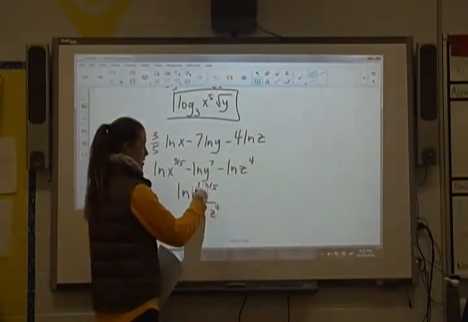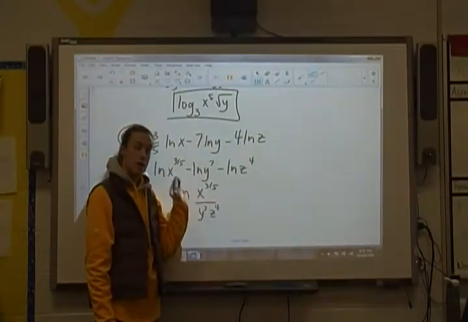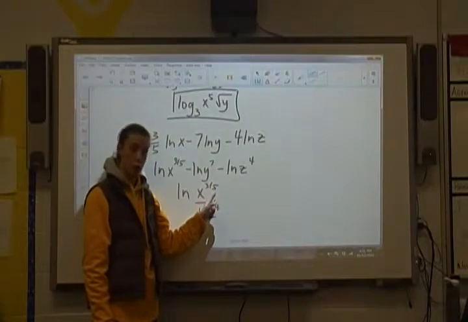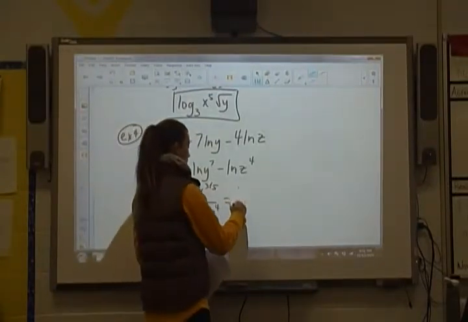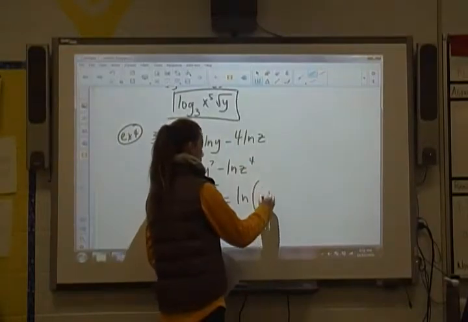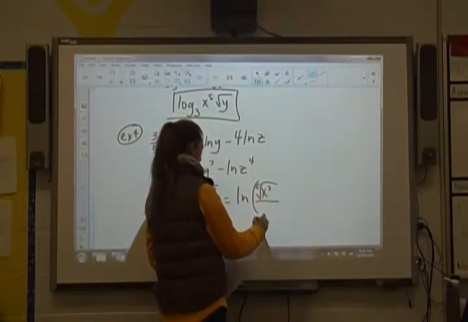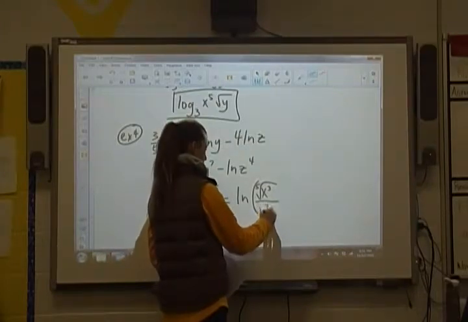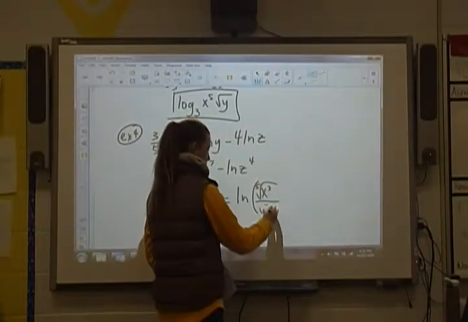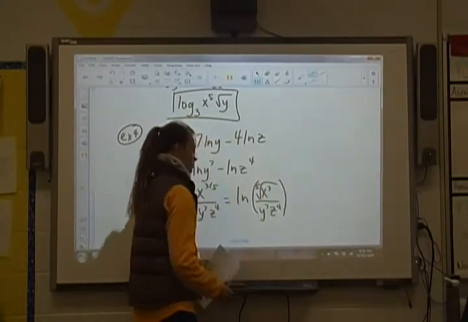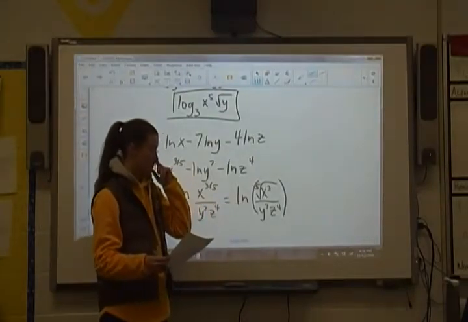The last thing I need to take care of is this fractional exponent. So the 3 is x to the 3rd, but the root part is the denominator. So I have natural log of x cubed with the 5th root being taken of it, over y to the 7th, z to the 4th. And that all is natural log with a base of e there.